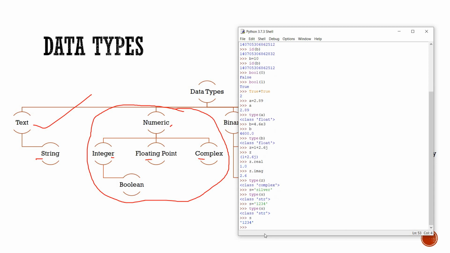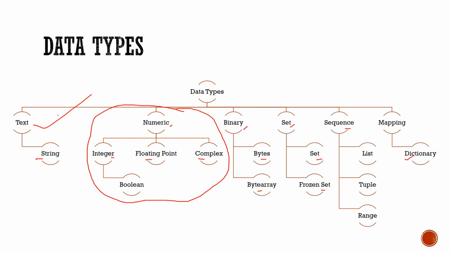String, and the value of S is 1, 2, 3, 4. It directly converts S, the numeric values, into a string. Okay. Now we are moving towards our next data types, which are list and tuple. So till now we have learned about the numeric one and the text one. Now we are going towards list and tuple.